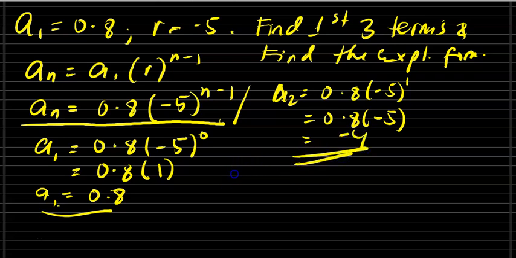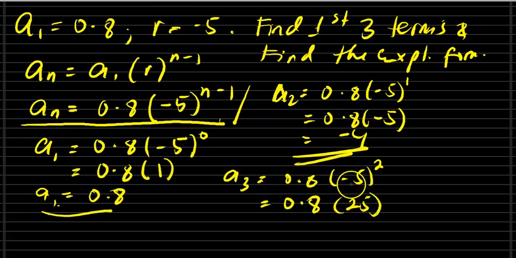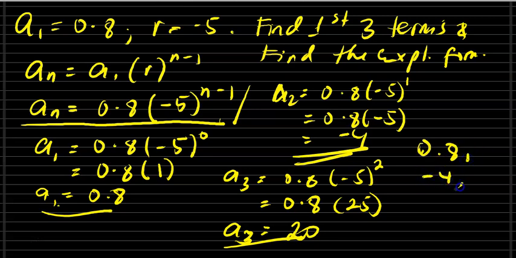Okay, and a sub 3 is now going to be 0.8 multiplied by negative 5 raised to 3 minus 1, which is 2. So that's going to become 0.8 times 25. The square of negative 5 is 25, and 25 times 0.8 is going to give you 20. So a sub 3 we have found already. So the first 3 terms are 0.8, negative 4, and 20. This is your answer.